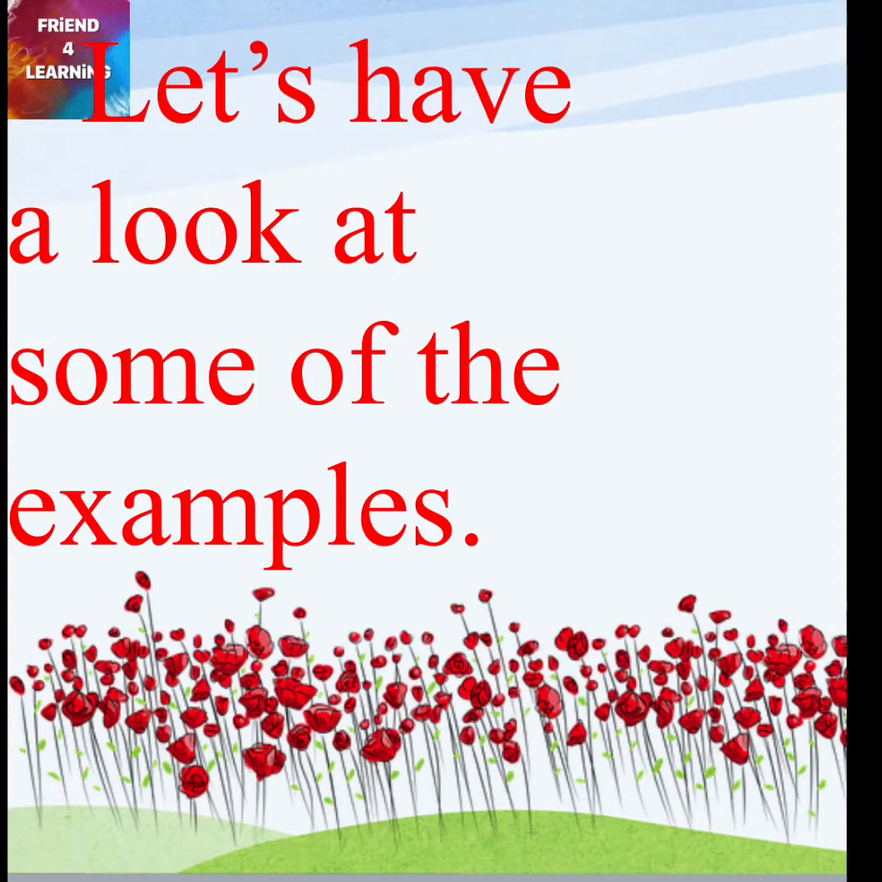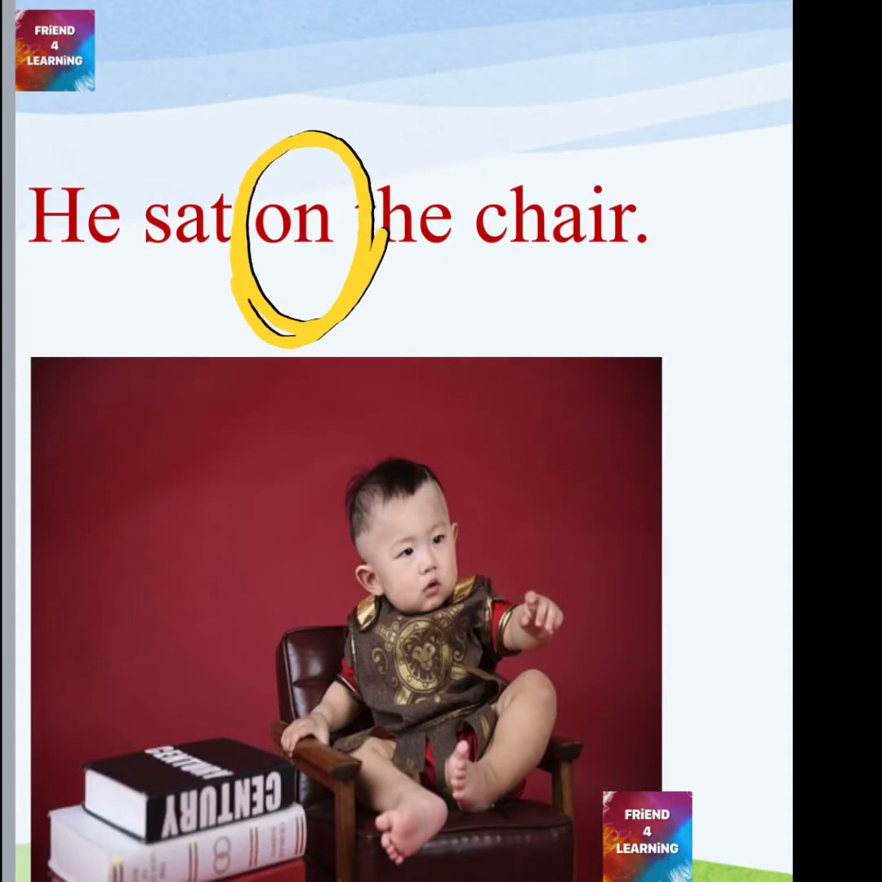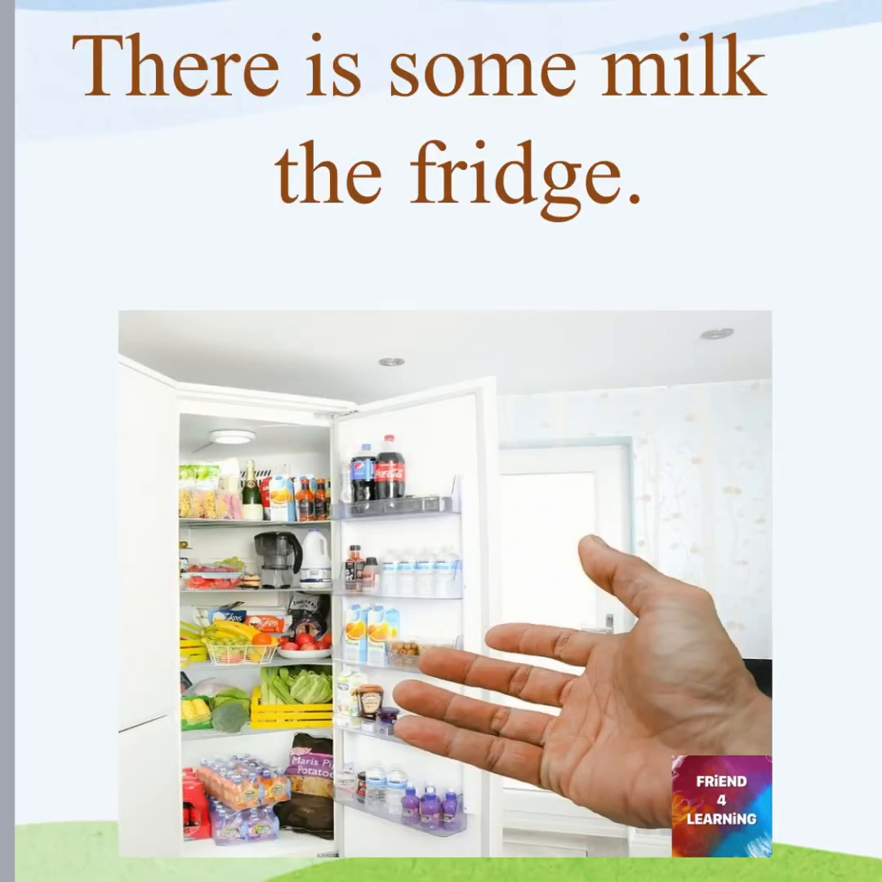Let's have a look at some of the examples. He sat the chair. Doesn't this sentence sound weird? He is the pronoun, chair is the noun, and something is missing in between them to give complete sense to the sentence. And that is the preposition on. So this word on acts as a linking word between the pronoun and the noun, thus giving complete sense to the sentence.